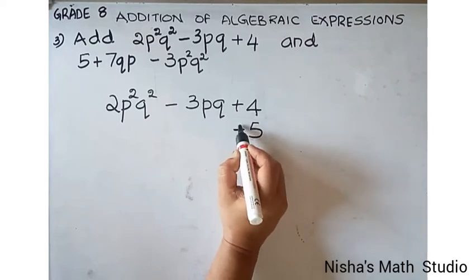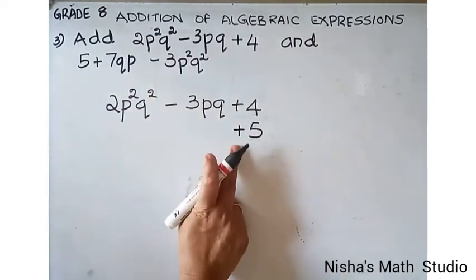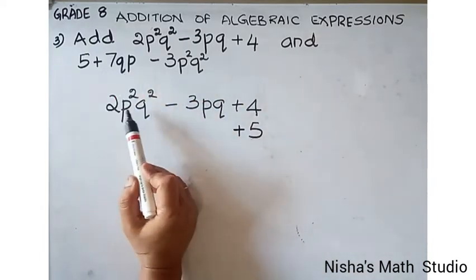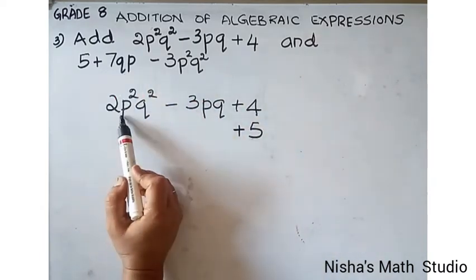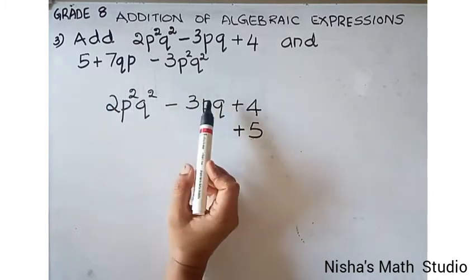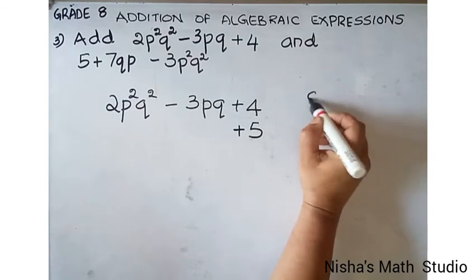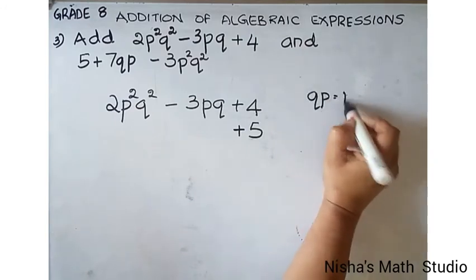And what is the sign for it? Plus. Even though nothing is there, it means it is plus. Next you have 7qp. Do we have qp anywhere here? Even though we do not have qp, pq and qp are same. That is, qp is same as pq.